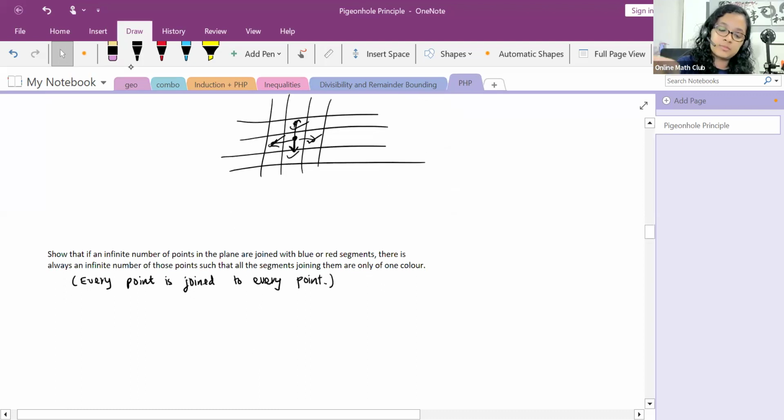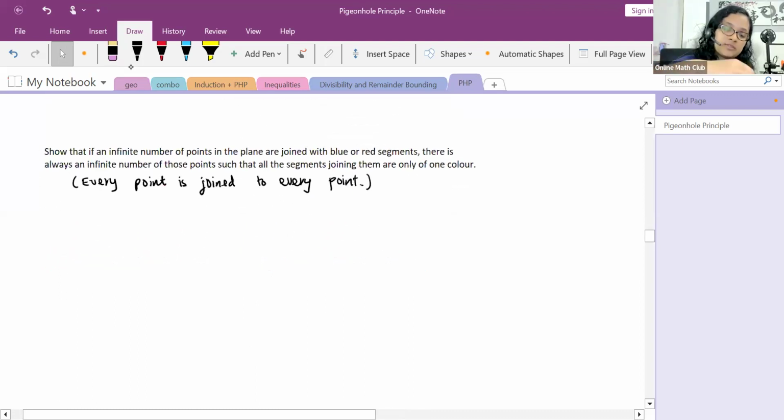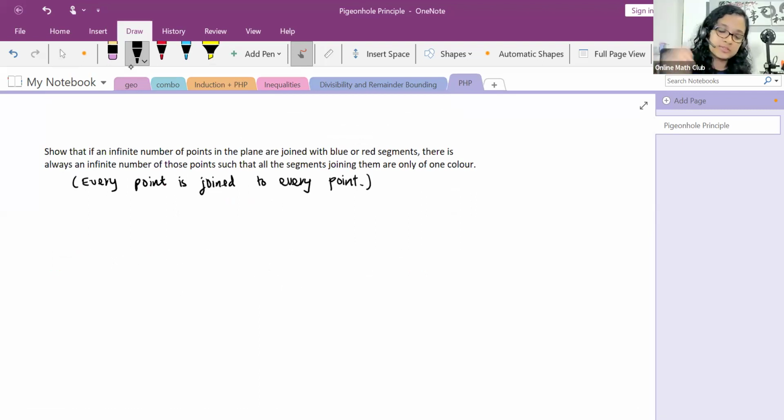So now try this problem. It's a little bit different, but it uses the same kind of idea. Basically, you're given an infinite graph of two colors, and it's like a complete graph. And you want to show that there's an infinite clique of just one color.